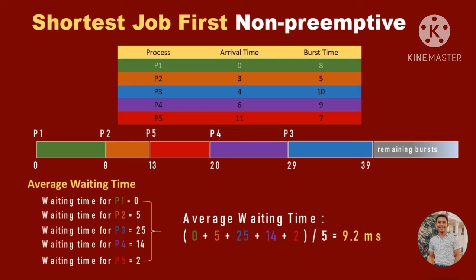So we will run P5 next until time 20, followed by P4 until time 29, and then lastly, P3 until time 39. And to compute their average waiting time, we add the waiting times of the processes and divide by the number of processes. P1 has 0, P2 has 5, P3 has 25, P4 has 14, and P5 has 2. So, 0 plus 5 plus 25 plus 14 plus 2 divided by 5, the average waiting time is equal to 9.2 milliseconds.